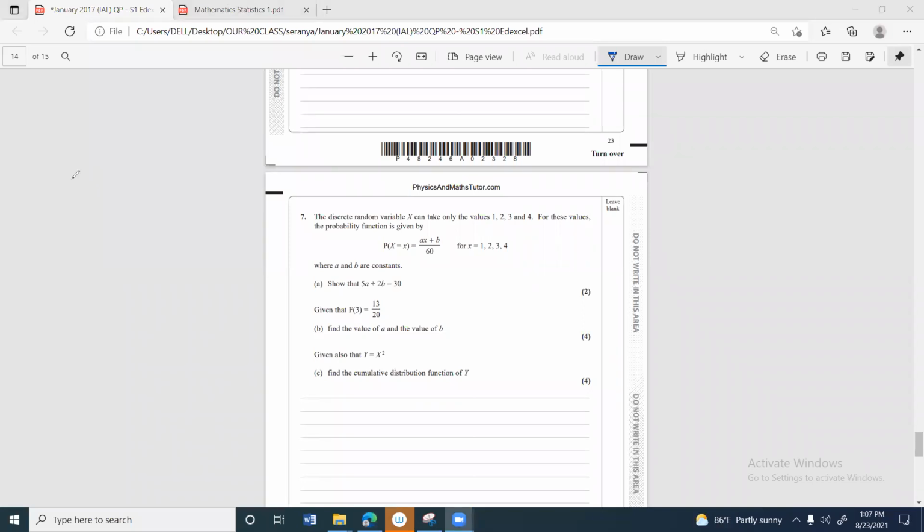So when you're working on this discrete random variable, you can start with these events. What are the events over here? 1, 2, 3, and 4. We can start from there. It's easier for us to understand this question. If X is 1, A into 1 is A, so it's A plus B divided by 60. If it is 2, 2A plus B divided by 60. This is 3A plus B divided by 60, and this is 4A plus B divided by 60. Since this is a probability distribution, if you add them together, it's equal to 1. That's great.